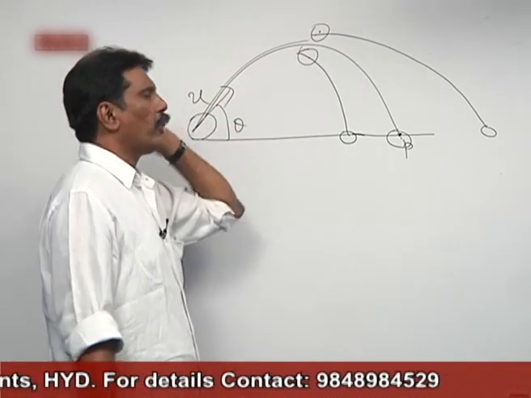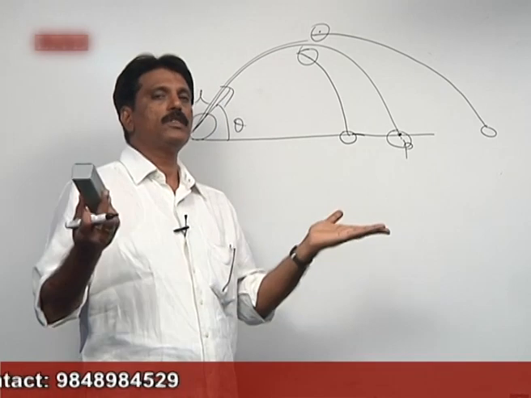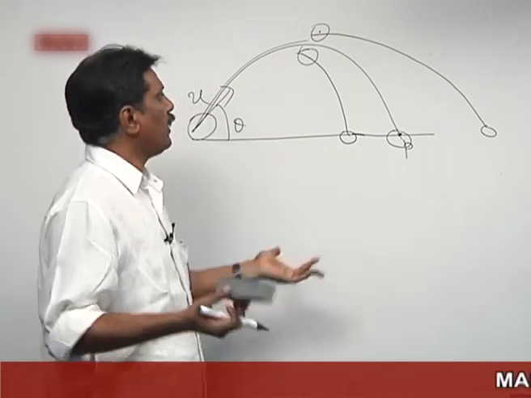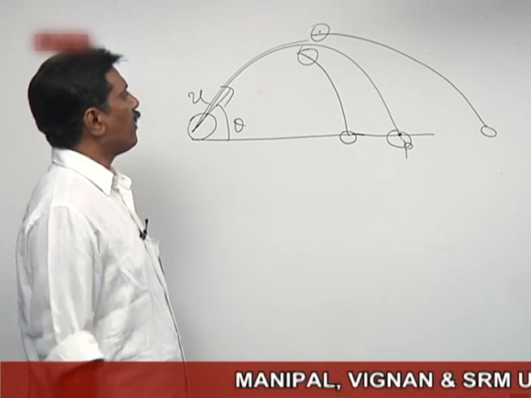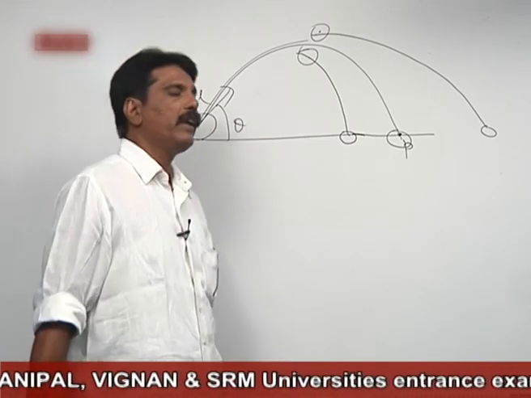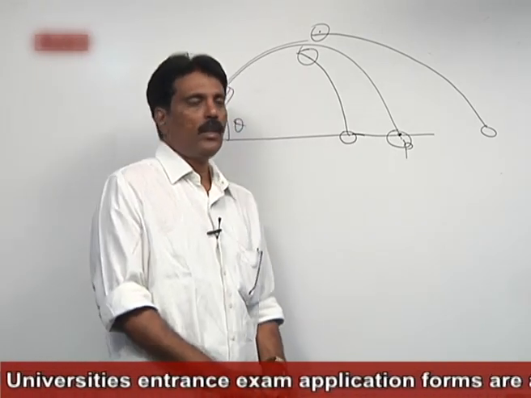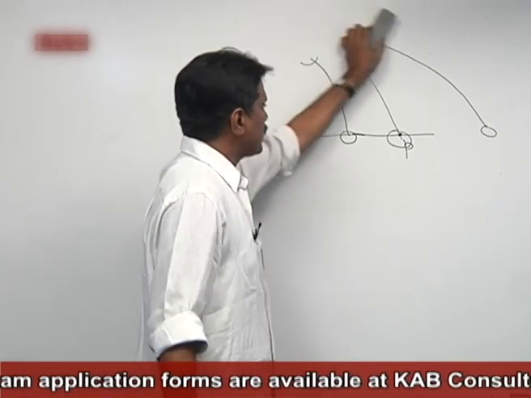So the most important point is that if there are explosions of any type, internal explosions of any type like this, center of mass will not have any effect on its motion. One more example we can discuss here.